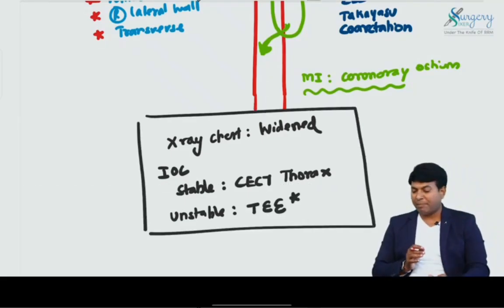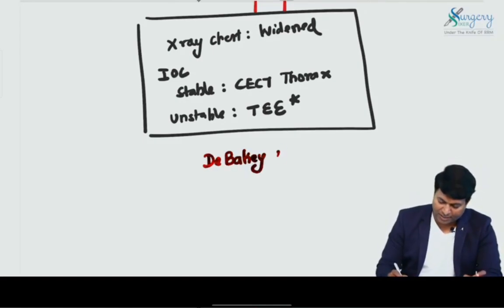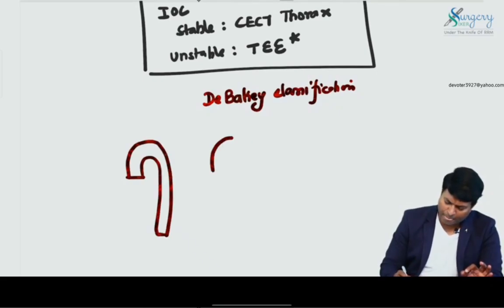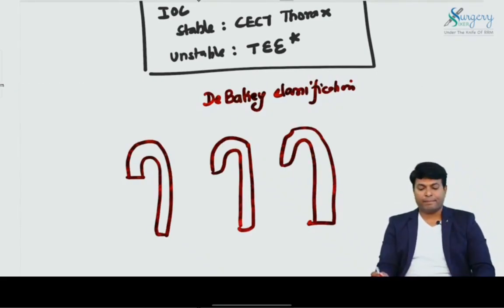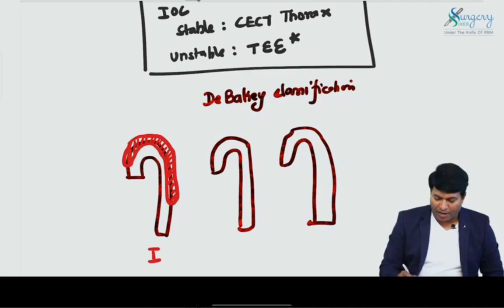On a CT scan, we can diagnose the type of tear by a classification known as the DeBakey classification. Very simple classification. Please understand this. I'm drawing the normal anatomy: arch of aorta, ascending aorta, descending aorta. Now see, in DeBakey type 1, the dissection involves the ascending aorta, arch of aorta, as well as the descending aorta like this. This is DeBakey type 1. In type 1, all vessels are involved: ascending, arch, descending.